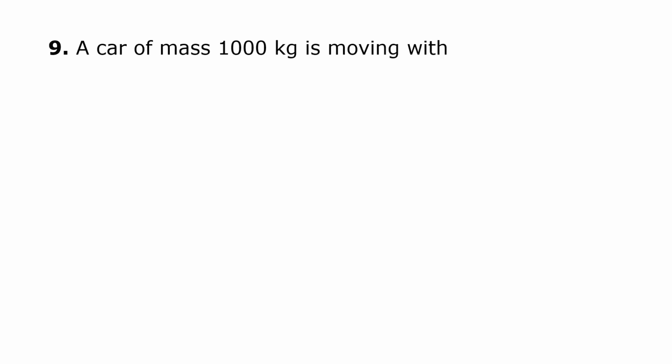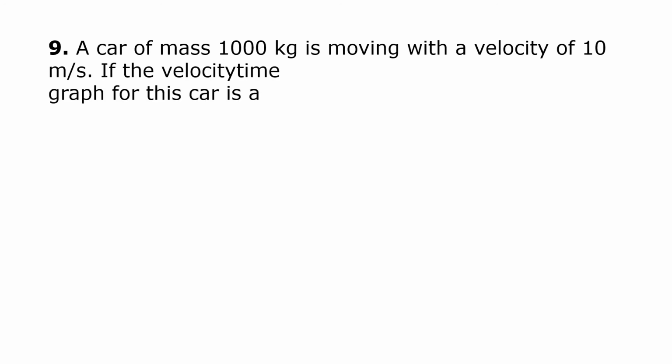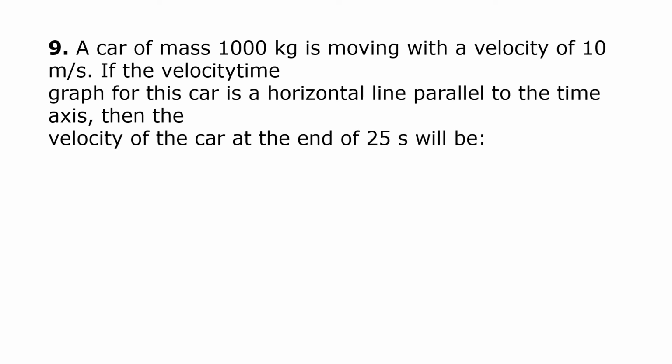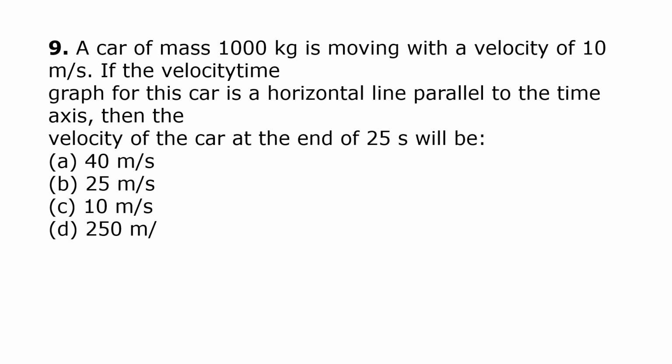Coming to the 9th question, children. A car of mass 1000 kg is moving with a velocity of 10 meters per second. If the velocity time graph for this car is a horizontal line parallel to the time axis, then the velocity of the car at the end of 25 seconds will be: option A 40 meters per second, option B 25 meters per second, option C 10 meters per second, option D 250 meters per second. Here they are giving a horizontal line, which means velocity is constant from start to end. So we can take the same value given in the question, 10 meters per second.